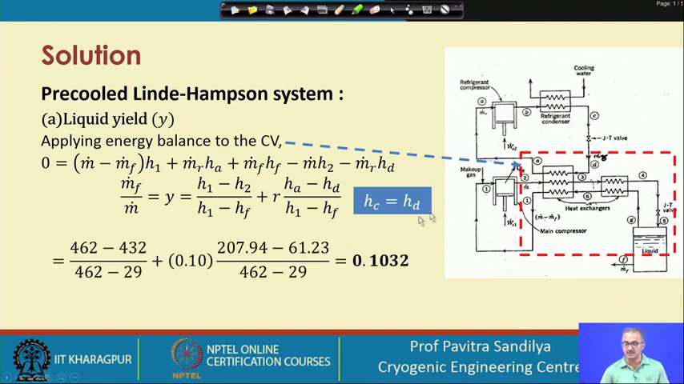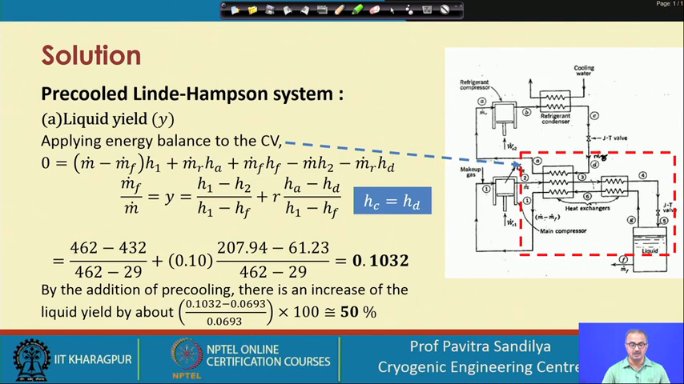And here we see that HC and HD are the same because there is an isenthalpic expansion from C to D. We plug in the values and we find this amount of liquid yield, and what we find is that the liquid yield has now increased from a value of about 6% to about 10%. So that is the advantage of having pre-cooling in the Linde-Hampson cycle.